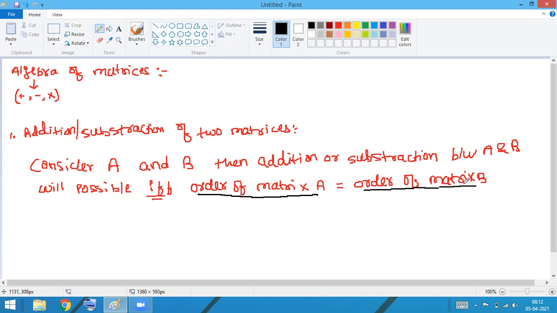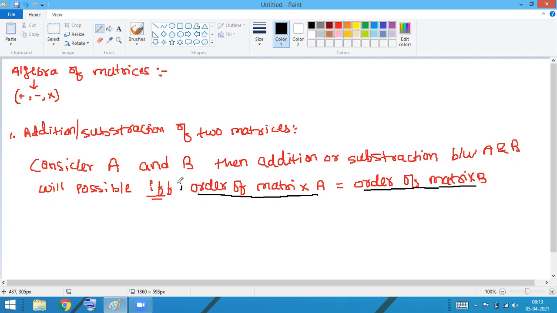Listen, you will get one question from this point. Like, find the value of some m or n when the order is given. So if you have two matrices A and B, and you are doing the addition of those two matrices, it is possible if and only if the order of matrix A is equal to the order of matrix B. Okay, जब ये condition valid होगा, दोनों का order same रहेगा, then we can do the addition or the subtraction.